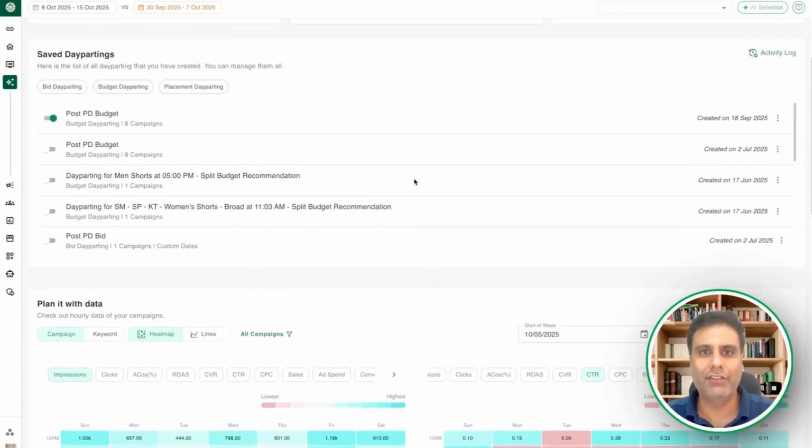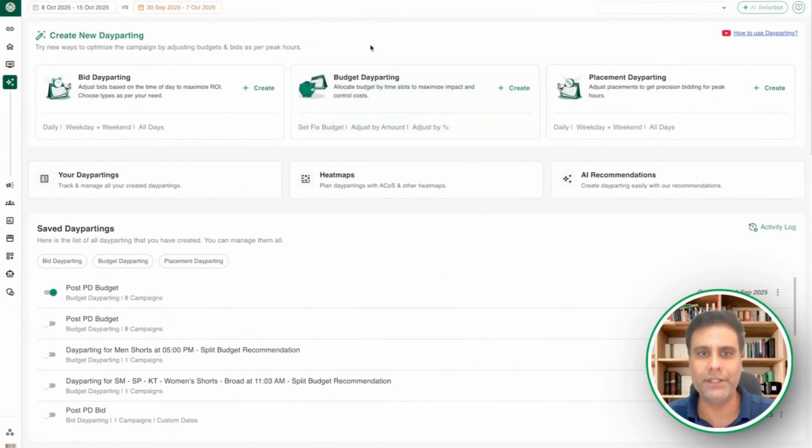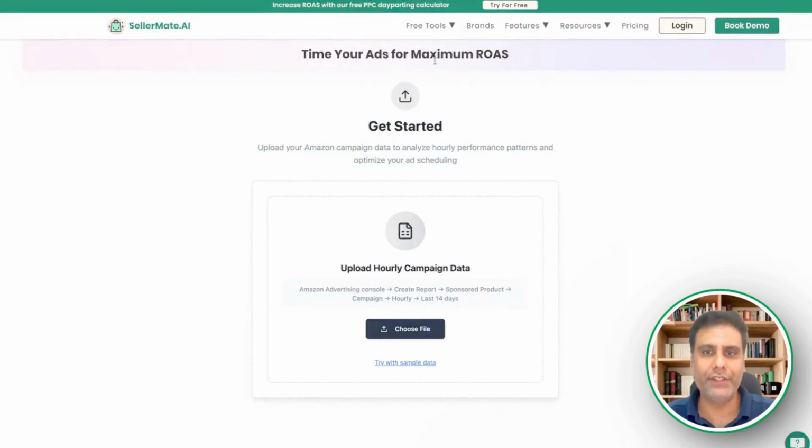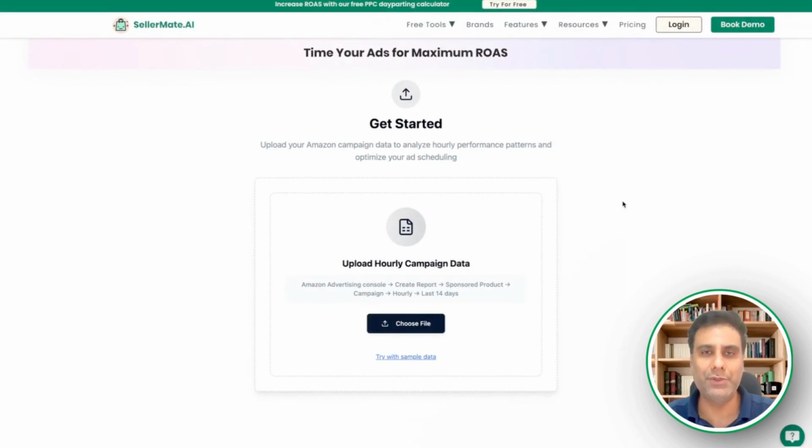But what do I do with this understanding? That's where this day parting calculator comes into the picture. We have created a free tool, the Amazon PPC Dayparting calculator, that you can use to identify if varying your bids, budget, or placement throughout the day can get you more benefit in your return on ad spend. Let me show you with the sample data that we have here.